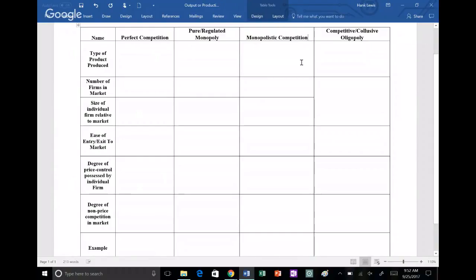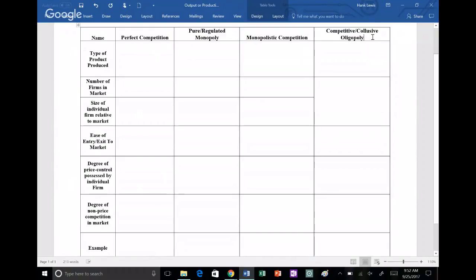The next structure is called monopolistic competition, and that's not an oxymoron or contradiction in terms. In many ways, monopolistic competition is a bit more like perfect competition. However, it's got some elements of price control that a perfect competition firm will not have.